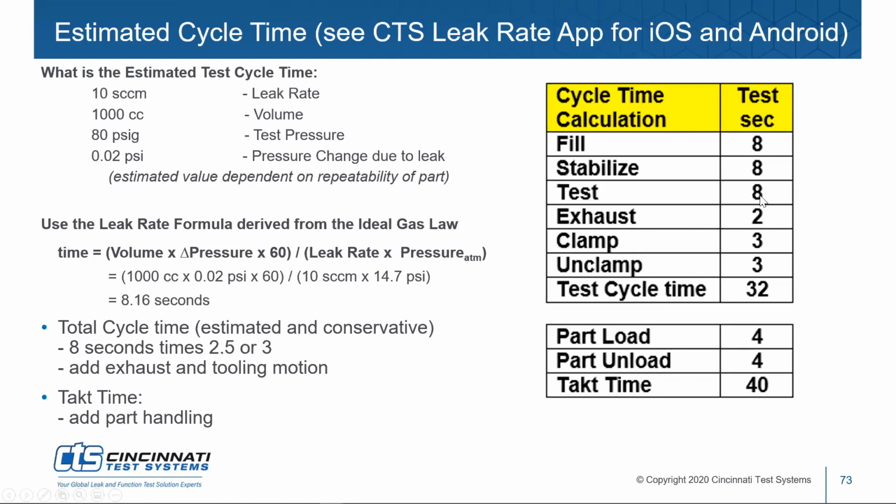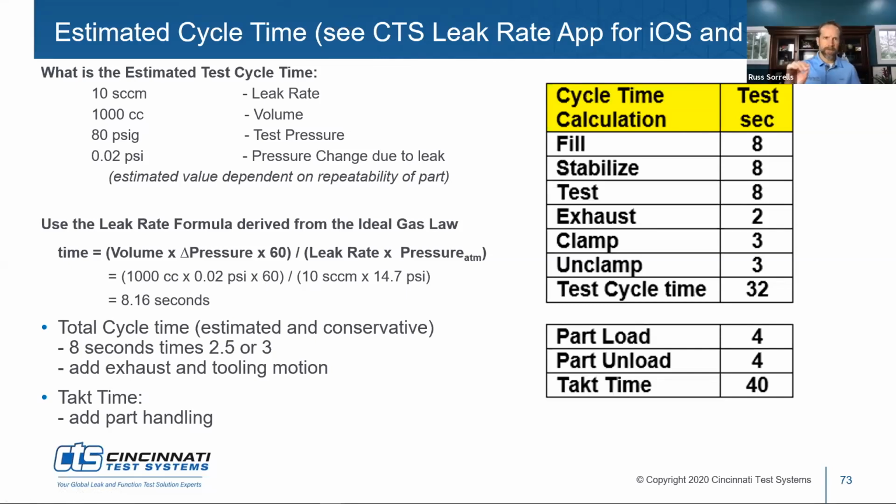And what we can do is say, okay, let's say my test time's 8 seconds. I want to have at least the same stabilized time for this cycle time as I do test time. And then fill time, what I expect I'll fill my part to 80 psi within these 8 seconds. So you start estimating based on 2.5 to 3 times your test cycle, your calculated test time can give you some averages of how you set your cycle up.